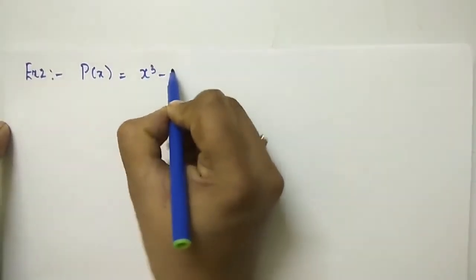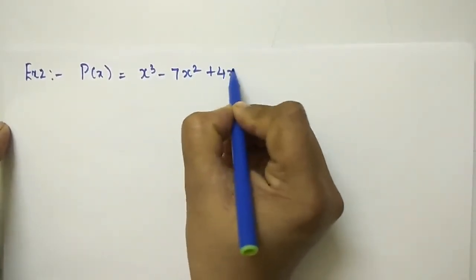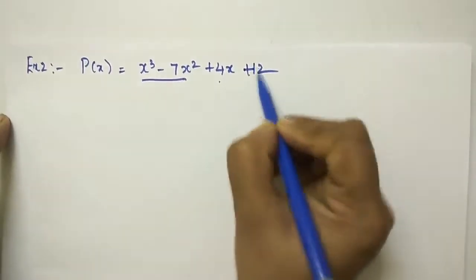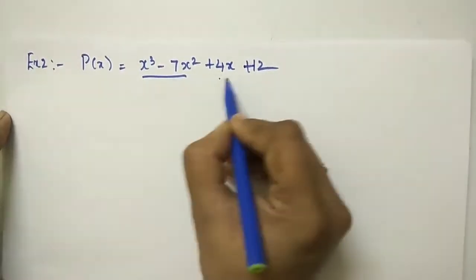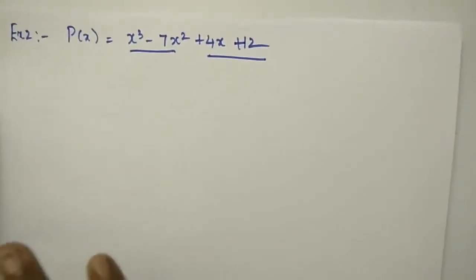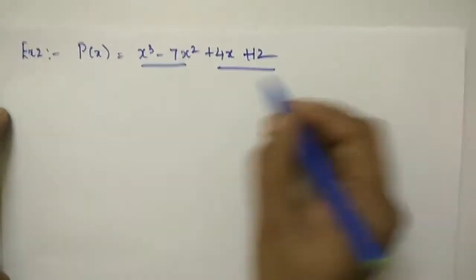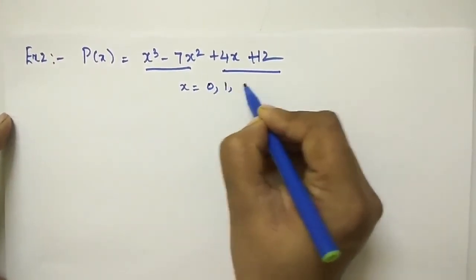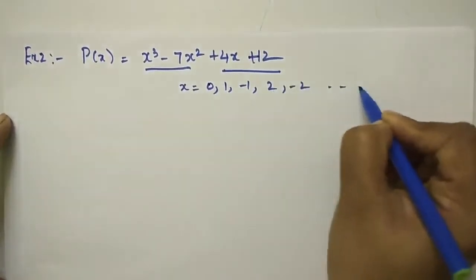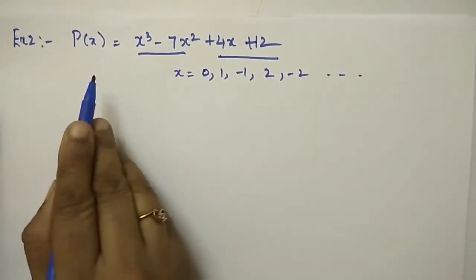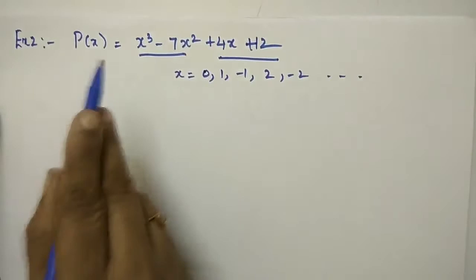Suppose the polynomial is given as x cube minus 7x square plus 4x plus 12. If you group these two terms and these two terms plus 12, okay? If you group these two terms and these two terms, you can observe that there is no common factor. Is it not? Then verify by taking x is equal to each number, real numbers 0, 1, minus 1, 2, minus 2. We have to take in the place of x these numbers and check where the polynomial p of x becomes 0, because then only the x becomes the 0 of the cubic polynomial.